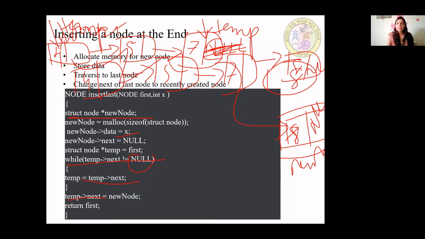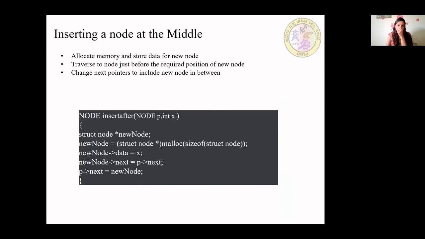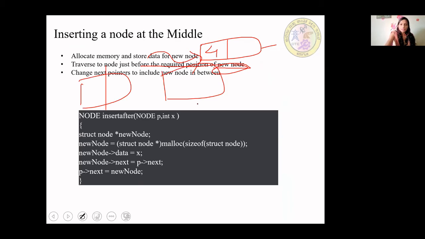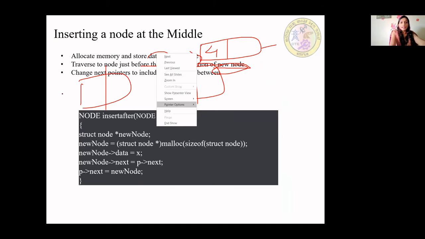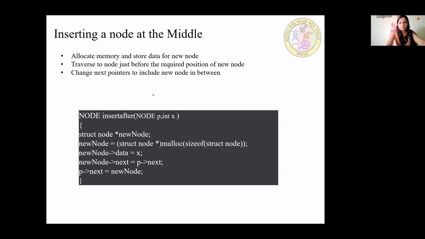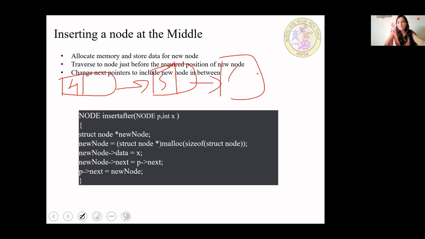Now let's see how to insert in the middle or after some node. We saw insert at the front and insert at the end. Now let's see how to insert in the middle. Again for insertion, we have to allocate memory and store the data. Then traverse the nodes to the position you want and insert there. For example, this is my existing list. Assume I want to insert 8 between 4 and 5.